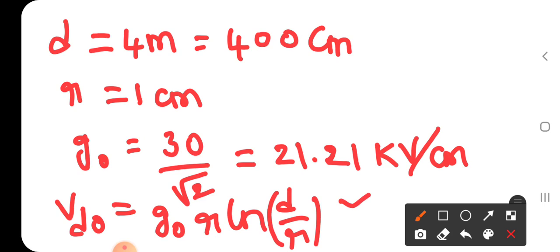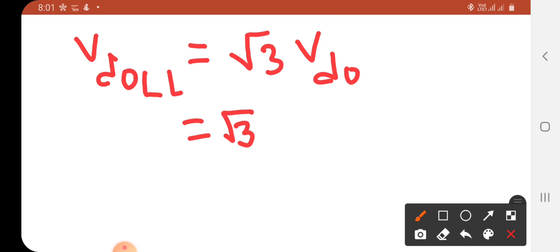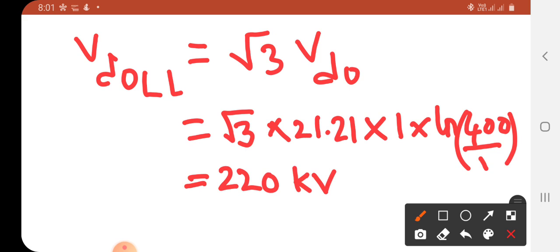But this is the phase voltage. If we want to find the line voltage, line to line, that is root 3 into VD naught. So this will be root 3 into G naught, 21.21, r is 1, and ln 400 by 1. How much is this value? This value is approximately 220 kilovolts. 220 kilovolts. You should check the answer. Okay? Yes, I hope you got the answer.